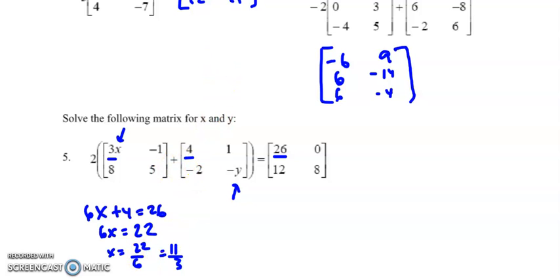Then we can separately do all of the elements that deal with y. We have this guy, and this guy. So we're going to have 2 times 5 is 10 minus y equals 8. So that means that y equals 2.